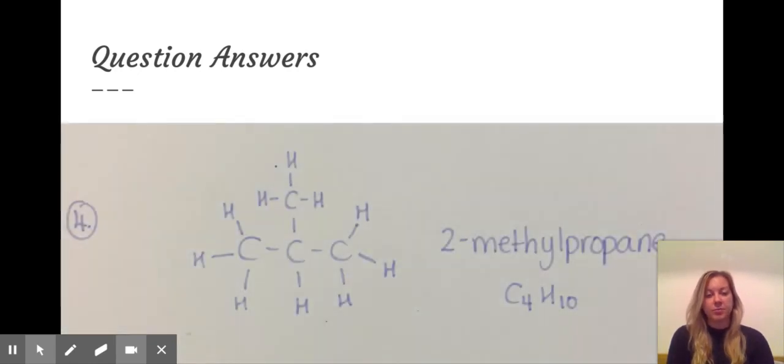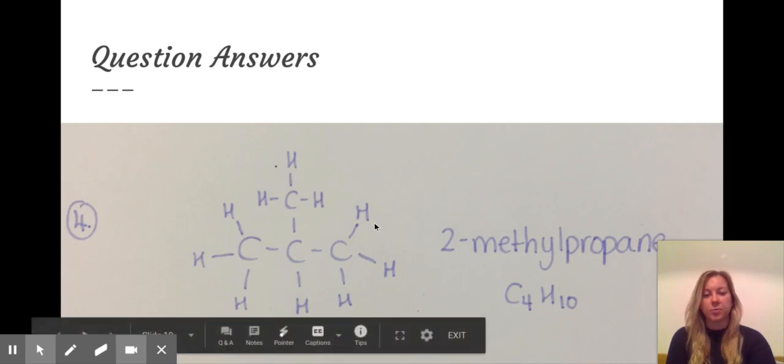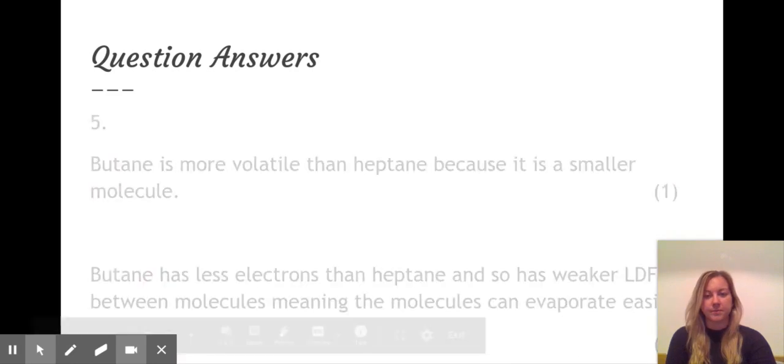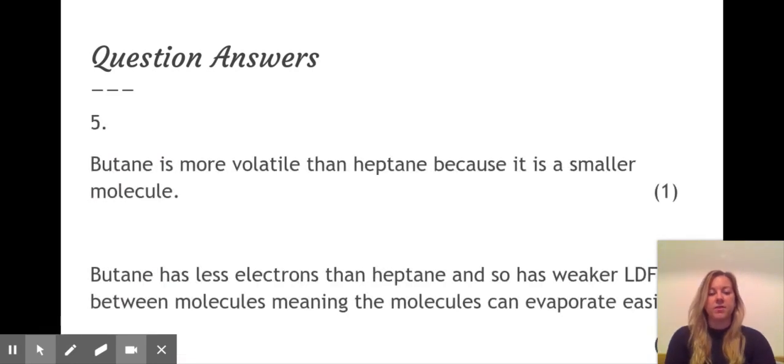An isomer of butane would be 2-methylpropane. What I like to do with isomers is just take the molecule, take a carbon with its hydrogens off the end and stick it in the middle, and that gives you an isomer. So it's 2-methylpropane, in other words, propane with a methyl branch on carbon number 2, which is the middle. So 5 then, I'm just going to move this.